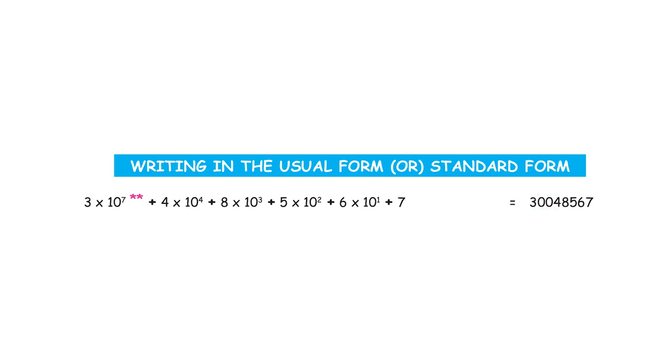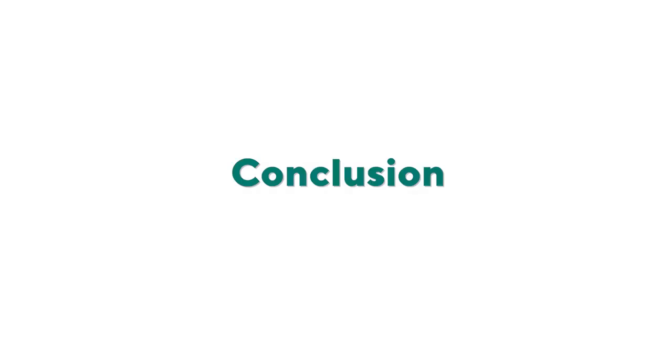So let's go ahead and write the number. What do you think is the standard form of this long form number? It is 300, because 10 to the power of 6 and 10 to the power of 5 are missing. So 3004 8, 5, 6, 7. So now you know how to write a number in its expanded form or in the standard form.